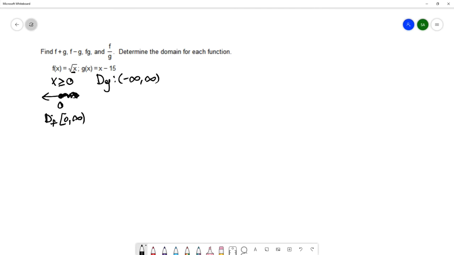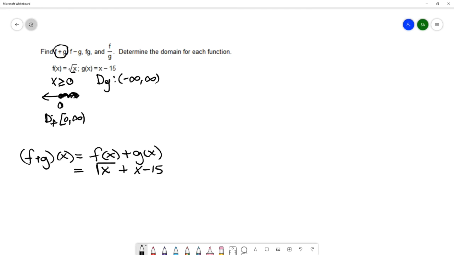So let's take the time to find f plus g. F plus g of x is the name of our function, but it also tells us how we can construct the function. We want to take a function called f and add it to a function called g. And f of x is square root of x, and g of x is x minus 15. None of these are like terms, and so we're going to leave this one just like that.